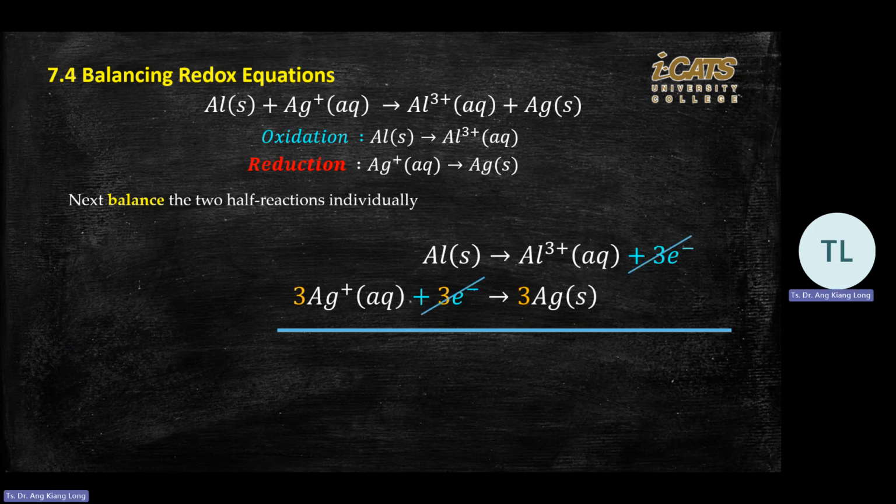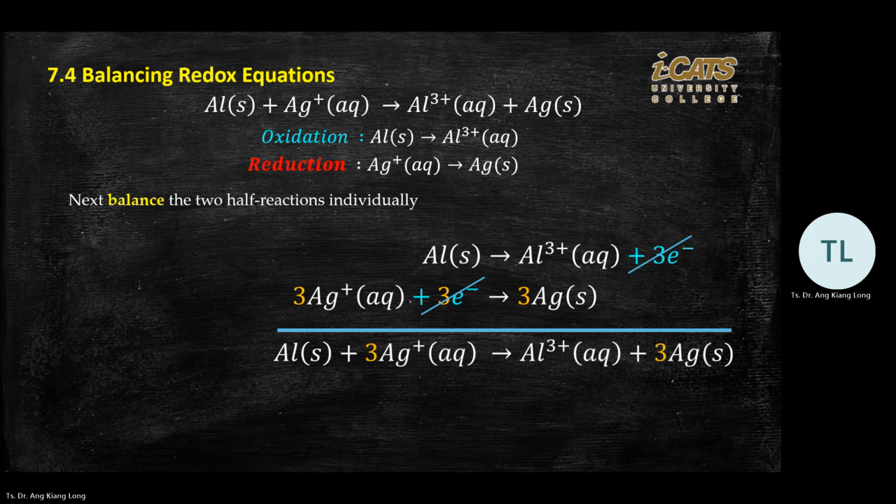Then you balance it. You need to show me how you cancel the electrons, meaning from left-hand side to right-hand side, cancel 3 electrons. Then you write the equation. Then you balance, you pull down all the equation. Left pull down, right pull down. So 3Ag you write, Al you write, Al3+ you write, and then 3Ag. This is how you balance the equation.